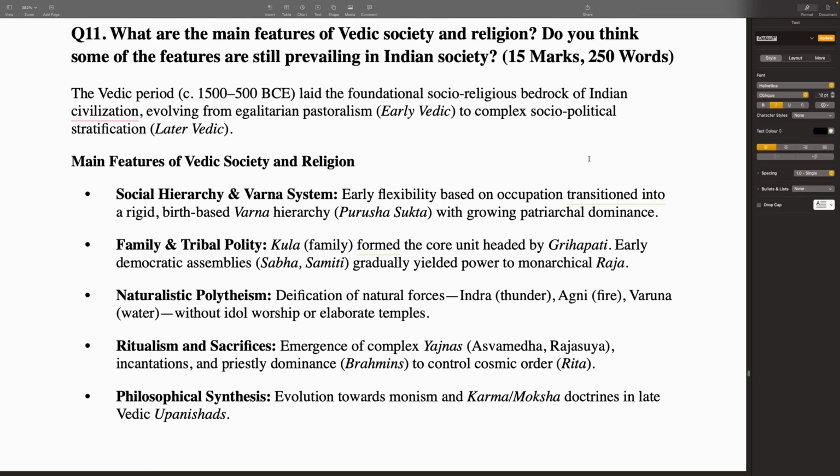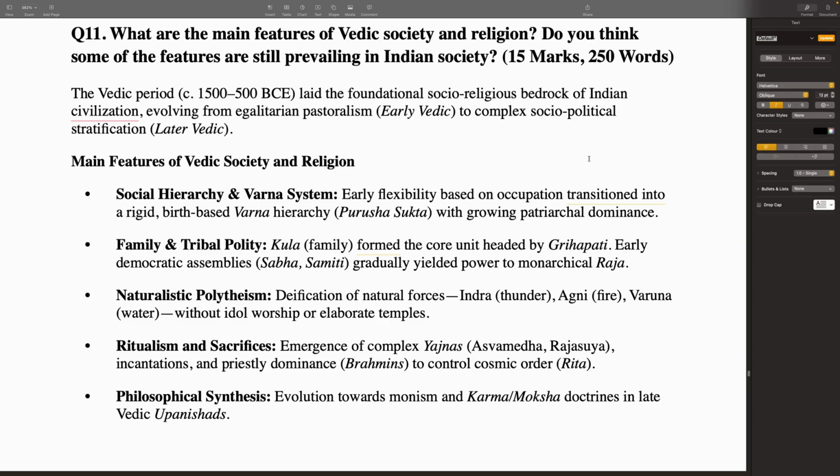What are the main features of Vedic society and religion? Do you think some of the features are still prevailing in Indian society? The Vedic period. The Vedic period laid the foundational socio-religious bedrock of Indian civilization, evolving from egalitarian pastoralism to complex socio-political stratification.